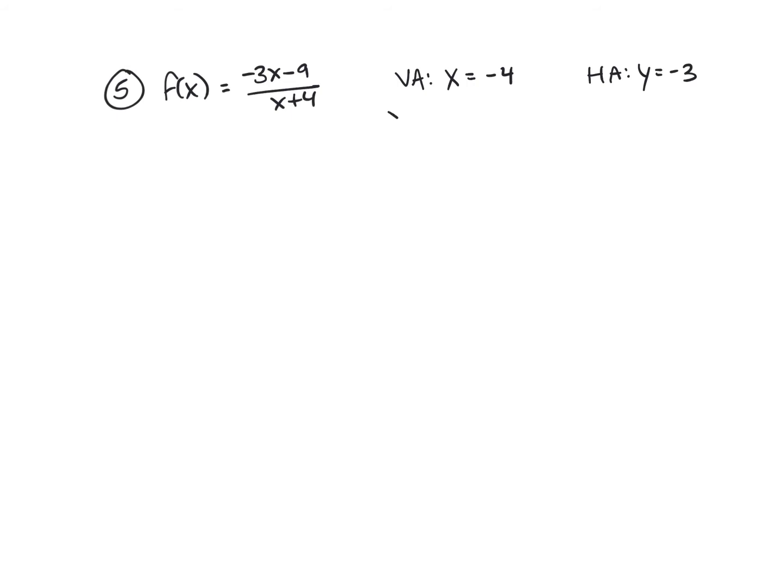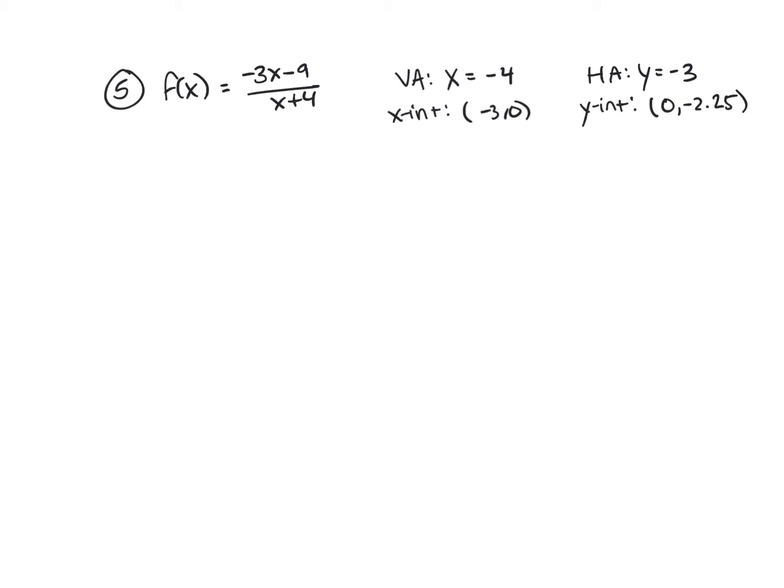So just a reminder, problem number 5 was f of x is equal to negative 3x minus 9 over x plus 4. And the important features were that the vertical asymptote is x is equal to negative 4. The horizontal asymptote was y is equal to negative 3. The x-intercept was negative 3, 0. And the y-intercept was 0, negative 2.25, excuse me.